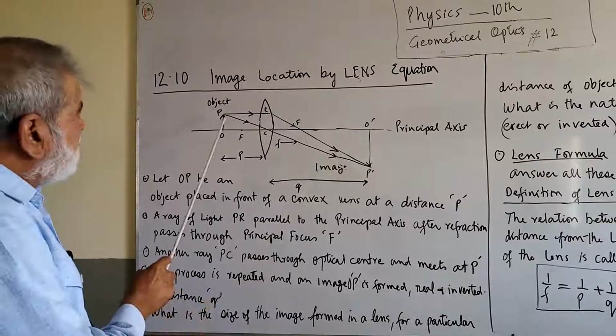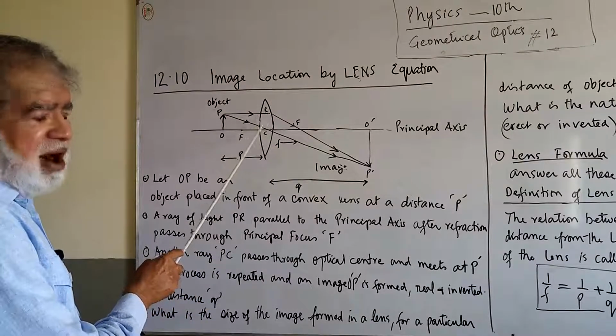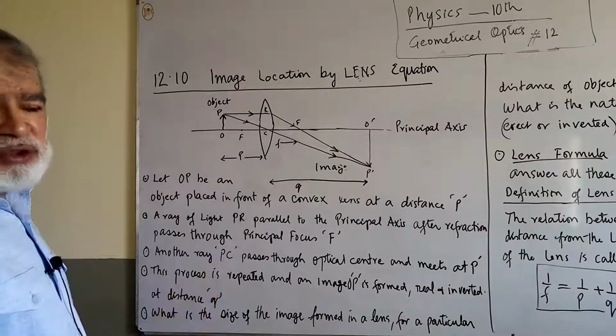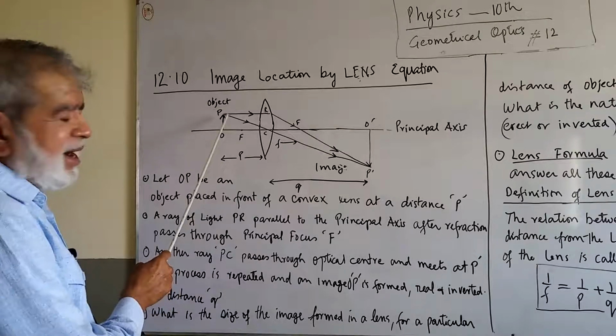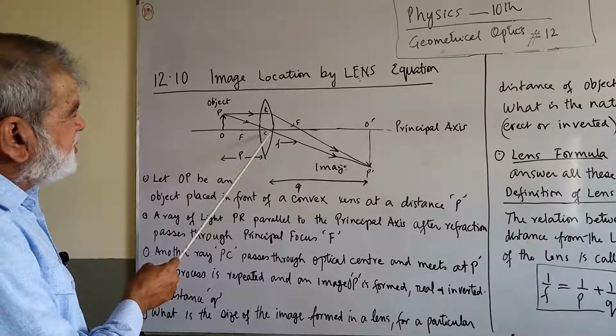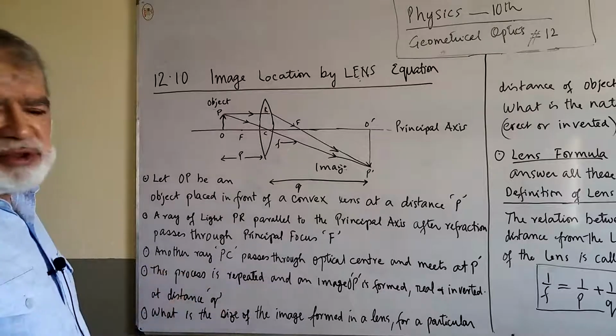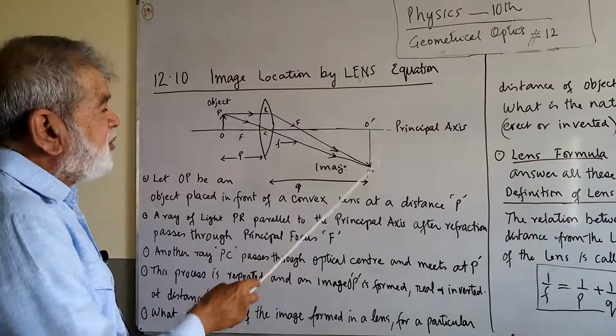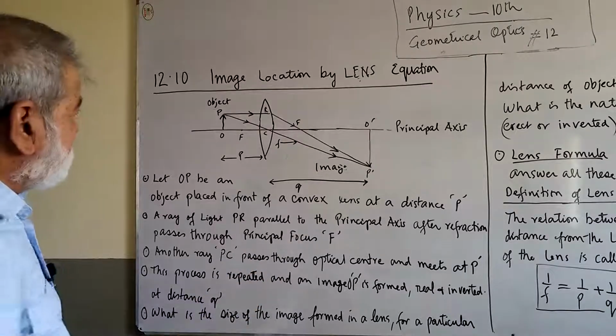Again, the ray of light PR after refraction passes through the principal focus and extends towards P dash. Another ray of light PC passes through the optical center and proceeds towards this. An image O dash P dash is formed where the two lines intersect.